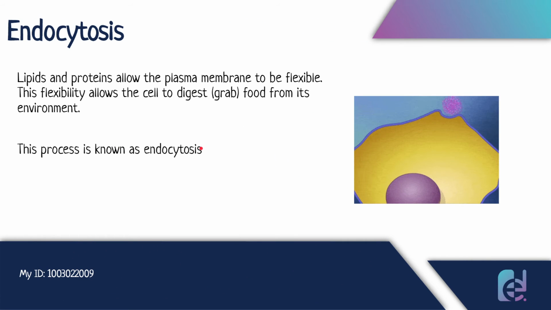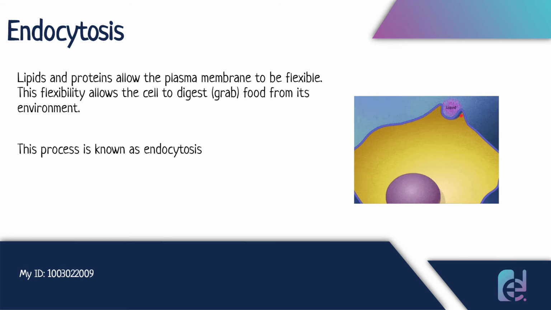And the last thing associated with the plasma membrane is a process known as endocytosis. Lipids and proteins allow the plasma membrane to be flexible. This flexibility allows the cell to digest or grab food from its environment. This process is known as endocytosis. So as you can see over here, there's a food particle entering the cell's vicinity. This cell is an amoeba.